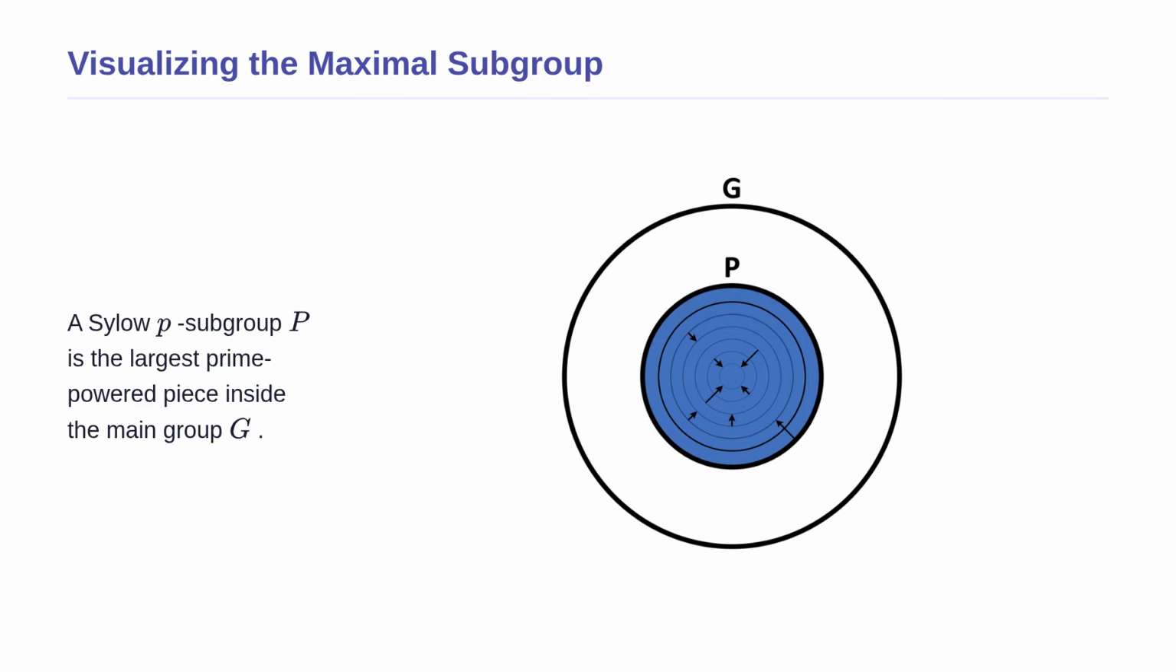Inside P, there are even smaller circles, which represent smaller subgroups of the same prime power. However, P is the outermost blue boundary. This visually reinforces our concept. The Sylow p-Subgroup is the absolute largest possible piece of the group whose size is a pure power of that specific prime. You cannot draw a larger blue circle without stepping outside the rules.